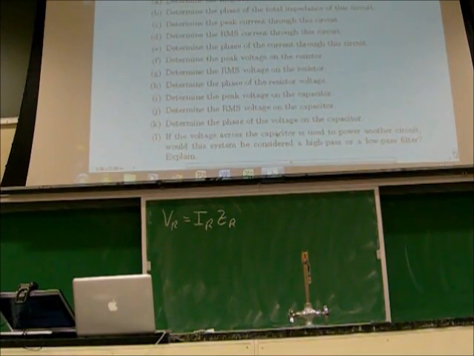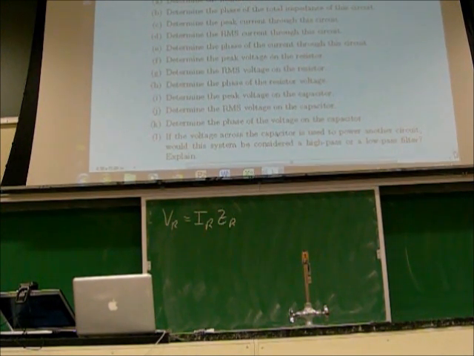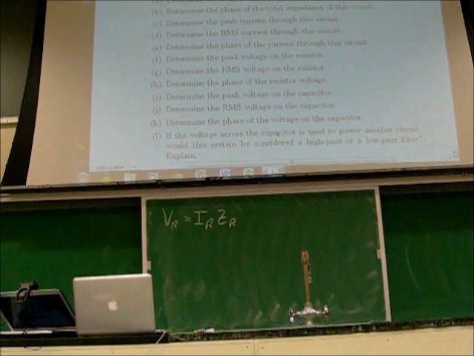Probably not. This is any one circuit element. So V equals IR. It's very useful to put in a subscript so that you know that you're talking about the same thing. The voltage on the resistor is the current through the resistor times the impedance of the resistor.